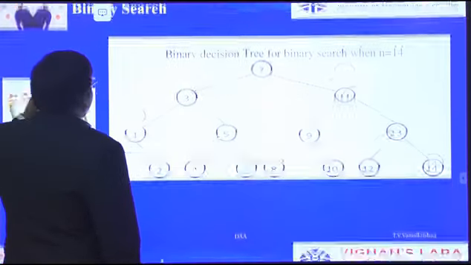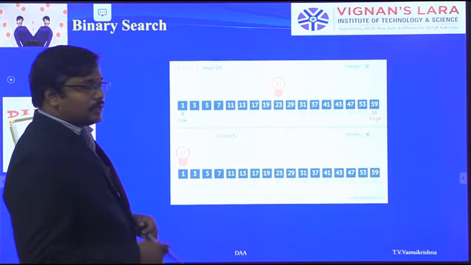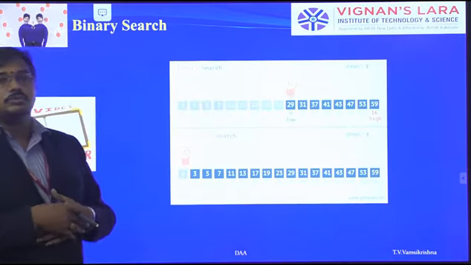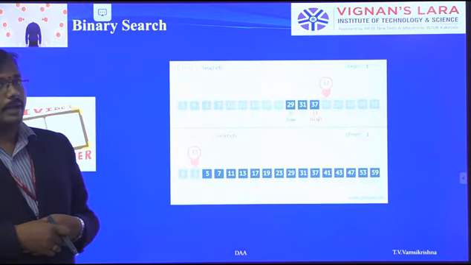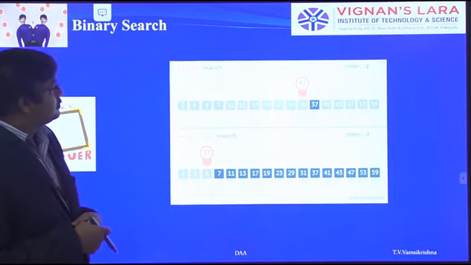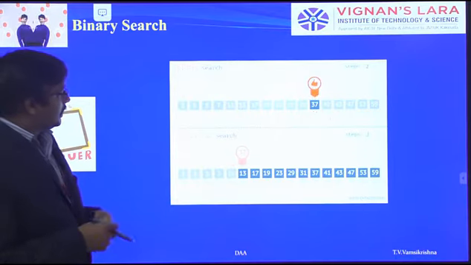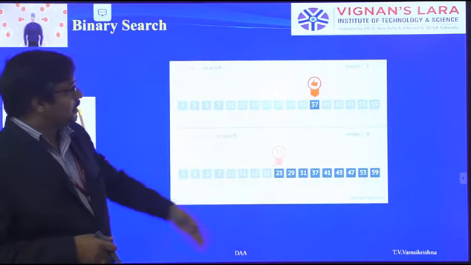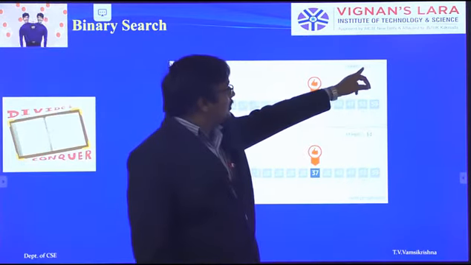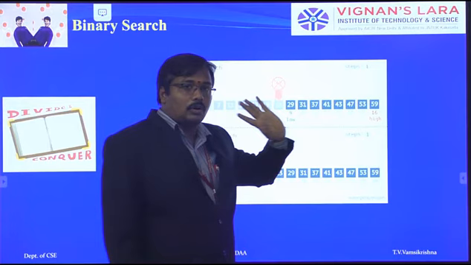Next. So this is one beautiful animation to know exactly what the binary search technique is. Yes, 37 element is found. But here in the sequential search, it takes more number of steps. But here, with only 3 steps, gone.